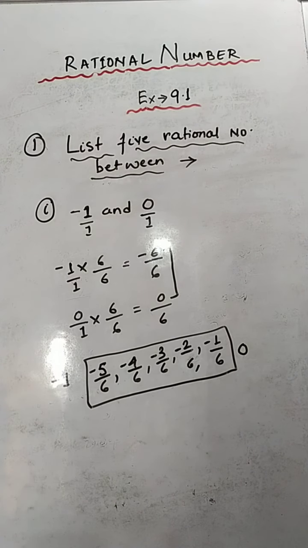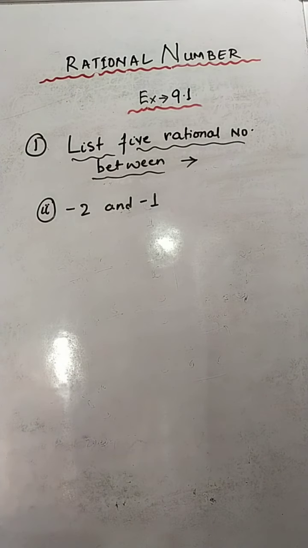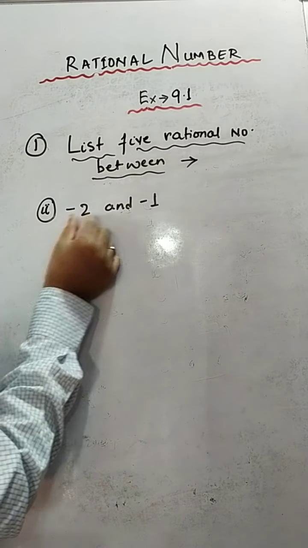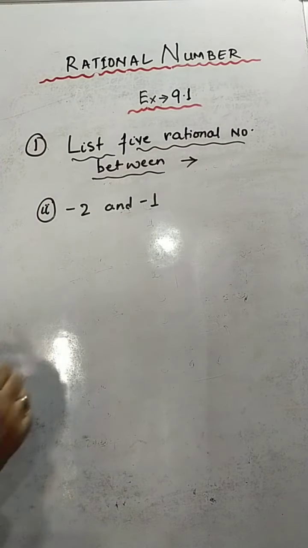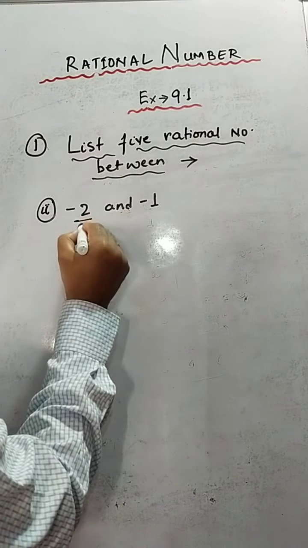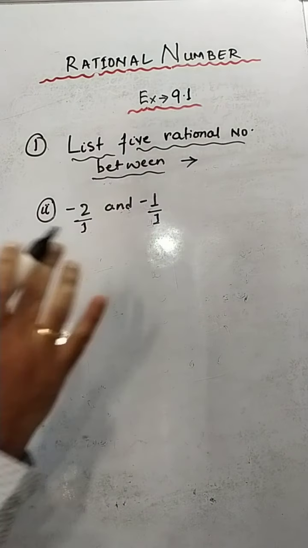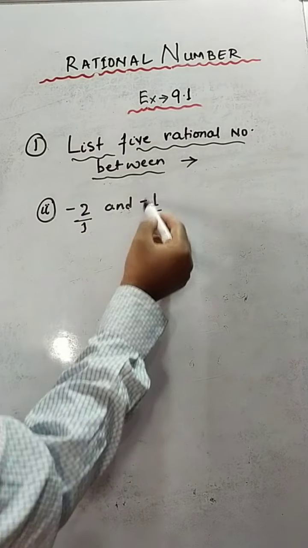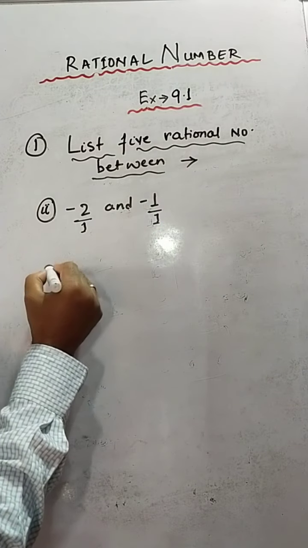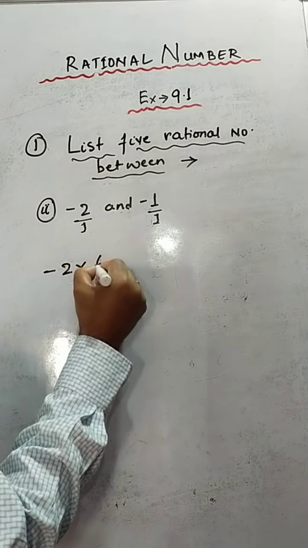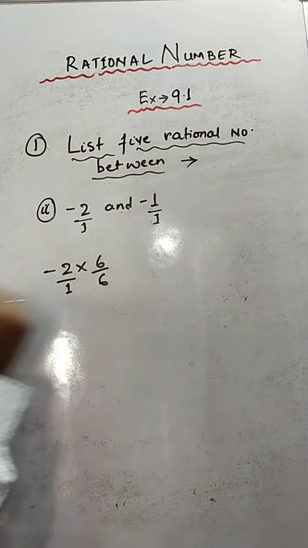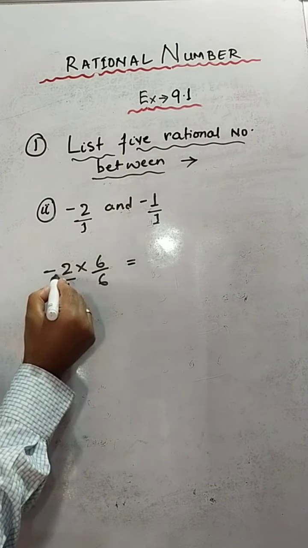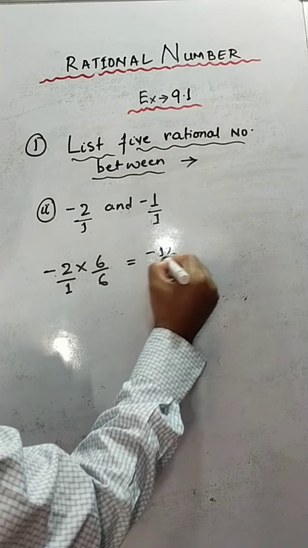Okay, so let's do sum number 2. In sum number 2, we have two numbers, -2 and -1. Again we'll do the same thing, because these two numbers are carrying the same denominator, and it's very good. So we directly multiply 6 with these two numbers, because 5 rational numbers we have to put. So -2 into 6 upon 6. -2 is carrying 1 as a denominator, so -2 into 6 would be -12 upon 6.